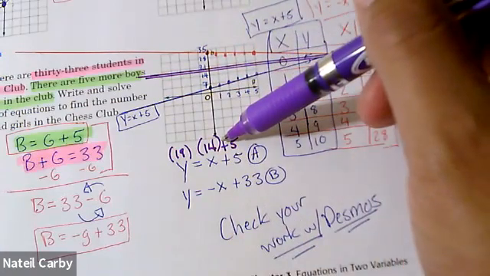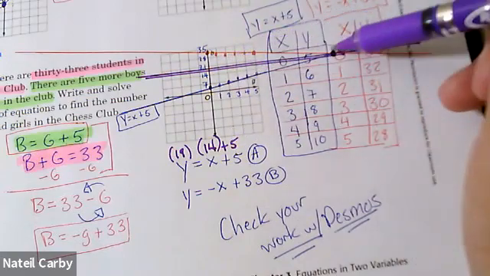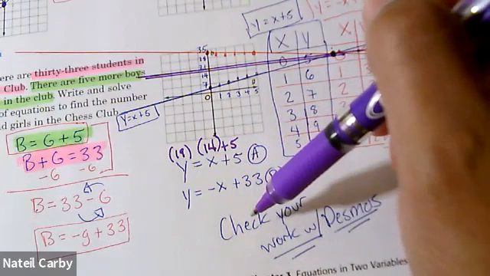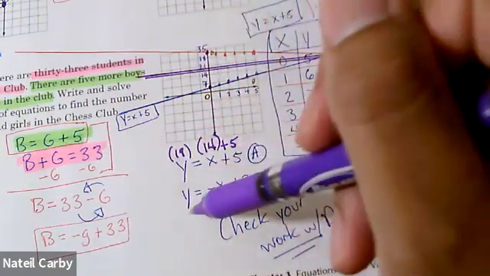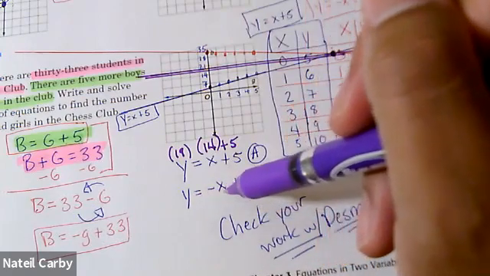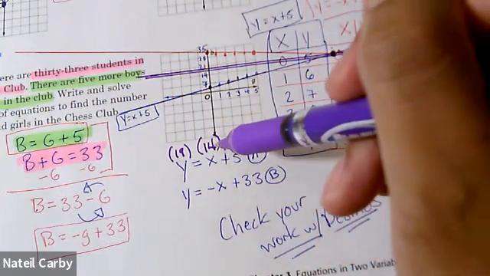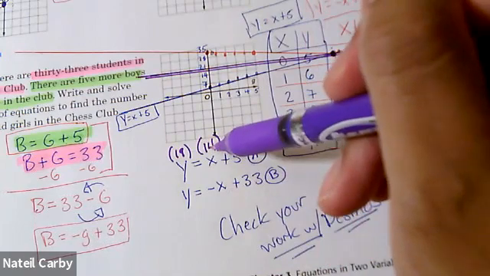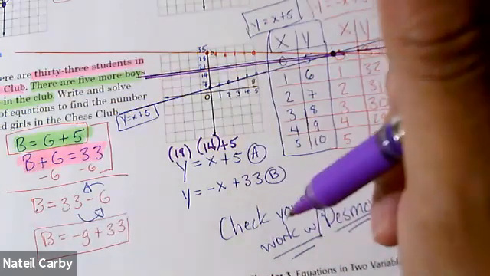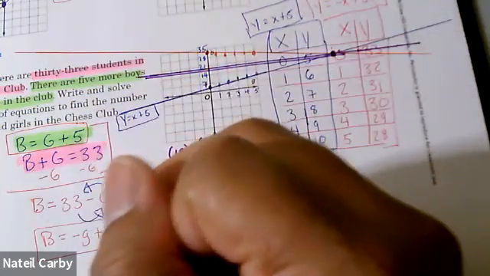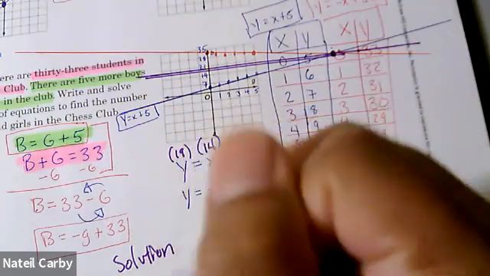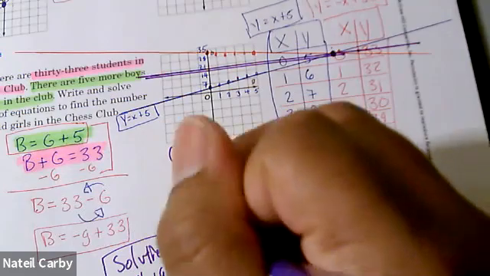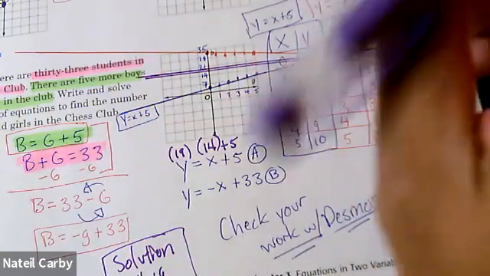Okay. Now, to test it and see if it works, we're going to put it in the other equation as well. So if 19 is my y, 19 equals negative x, negative 14 plus 33. And guess what? Negative 14 plus 33 is 19. It checks out. My solution is 14, 19. Yes.